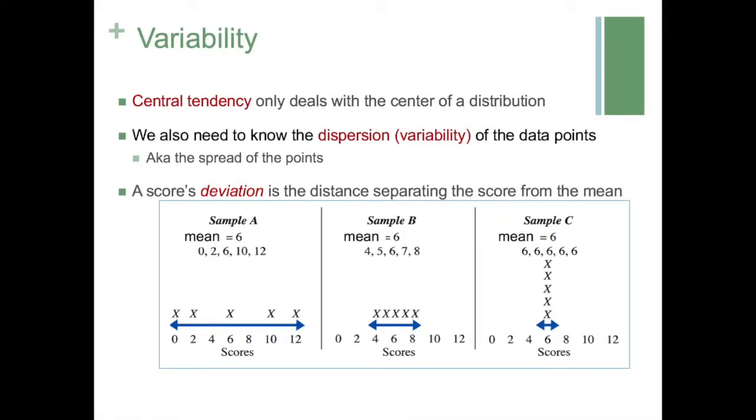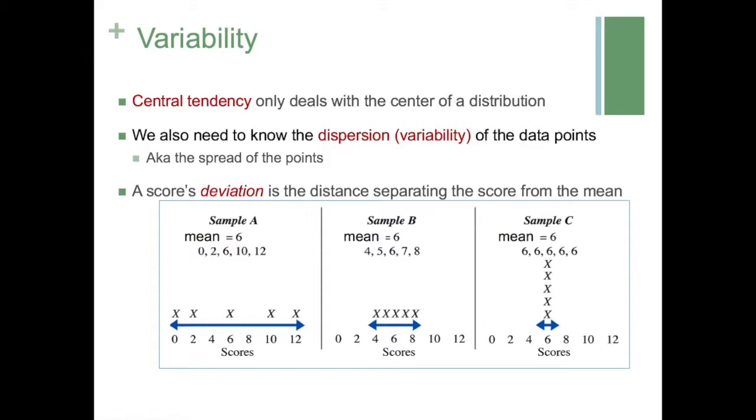In previous lectures we've talked about central tendency, the statistics of the mean, median, and mode, which deal with the center of a distribution. But we also need to know about the dispersion or the variability of the data points, basically how spread around a given center all the different measurements in a data set are. For the most part, as I said before, we will be focusing on the mean. That's the average or the mathematical center point of a distribution.